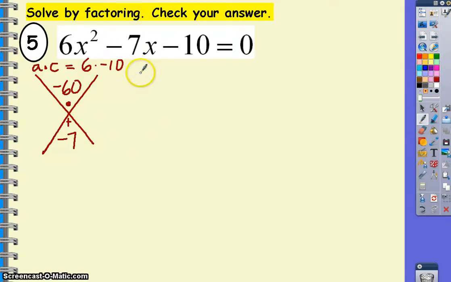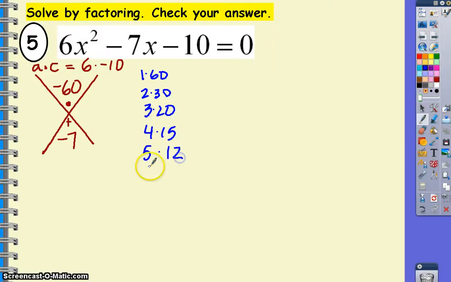Our numbers that multiply to make 60 are 1 and 60, 2 and 30, 3 and 20, 4 and 15, 5 and 12, and 6 and 10. And that's all of our choices. Since it's negative, one of the numbers is going to be negative. Since 7 is negative, it'll be the larger number, so let's put those negative signs on each of these. And we're looking for the numbers that add to make 7, and that is 5 and negative 12. So 5 times negative 12 multiplies to make negative 60, adds to make negative 7. Those are the two numbers I need.